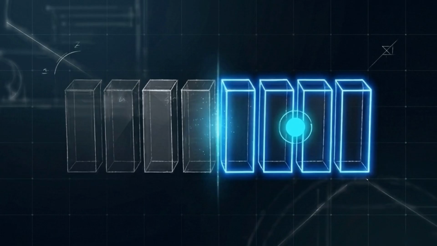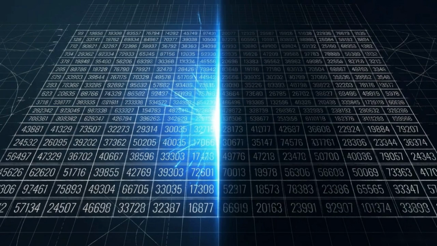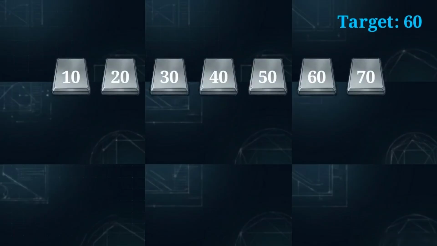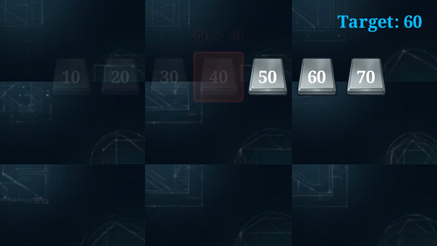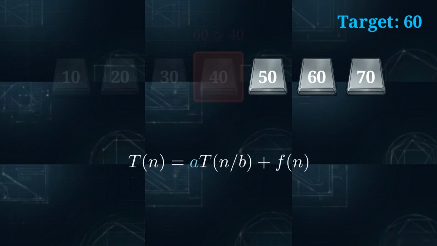We see this tension clearly in binary search. It is one of the purest applications of the paradigm, operating by aggressively halving a target search space. In this sorted array of 7 elements, if we search for 60, we check the middle element, 40. Since 60 is larger, we isolate the right side and discard the entire left half. Mapping this to our equation, a is 1 because we only follow one recursive path, b is 2 because we cut the data in half, and f of n is 1 because there is no merge work. We simply stop when the target is found.